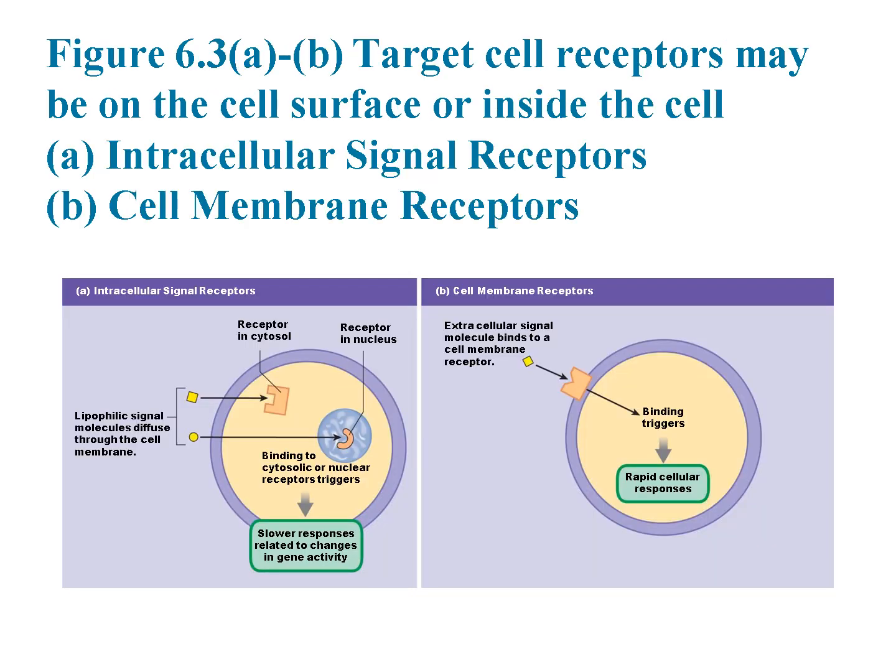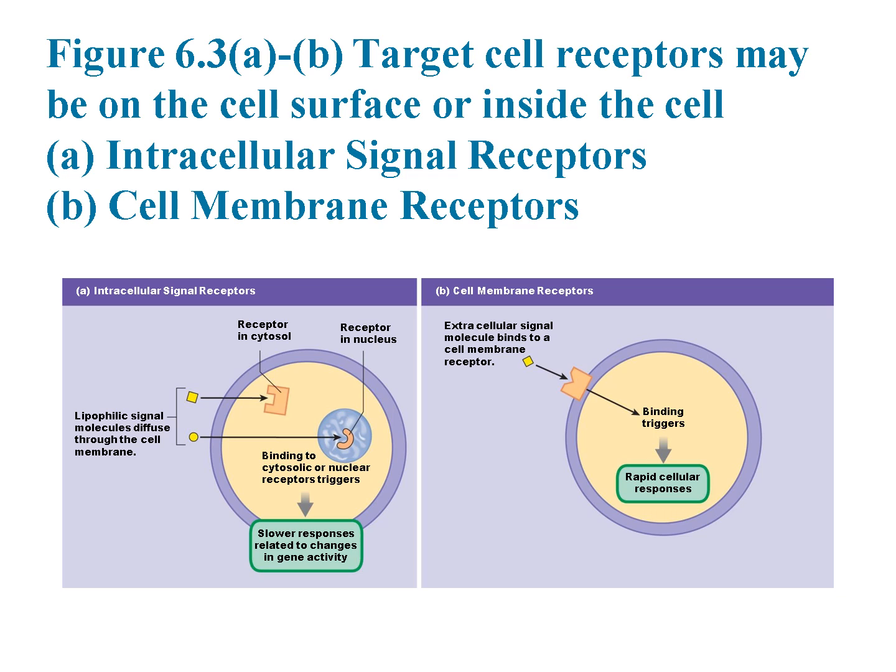This figure highlights two key types of receptors: intracellular signal receptors and cell membrane receptors, and demonstrates how they respond differently to signal molecules. Let's start with Panel A, intracellular signal receptors. These receptors are located inside the cell, either in the cytoplasm or within the nucleus.